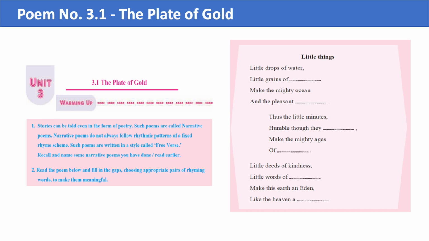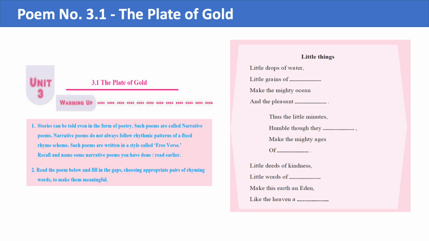Little drop of water, little grain of sand, make the mighty ocean and a pleasant land. So sand and land, these two words are rhyming words. Thus the little minutes, humble though they be, make the mighty ages of eternity. Be and eternity, these two words are rhyming words. Last stanza: little deeds of kindness, little words of love, make this earth an Eden like a heaven above. Love and above, these two words are rhyming words.